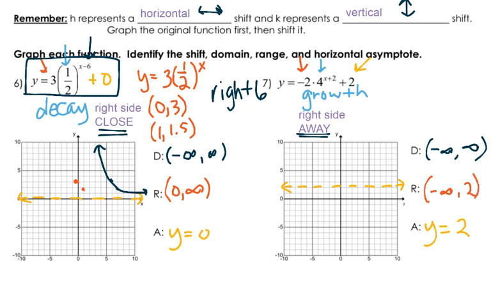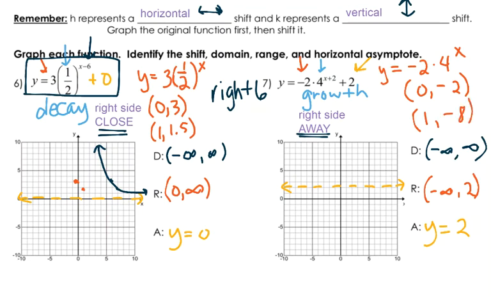Alright, I'm going to start with a parent type function. I'm just going to not write the shifting that goes left or right or up and down. So I'm going to write y equals -2 times 4 to the x power. I'm going to use this to find a couple points. 0 will give me -2. 4 to the 0 power is 1. 1 times -2 is -2. And if I plug in 1, 4 to the first power is 4. 4 times -2 is -8.